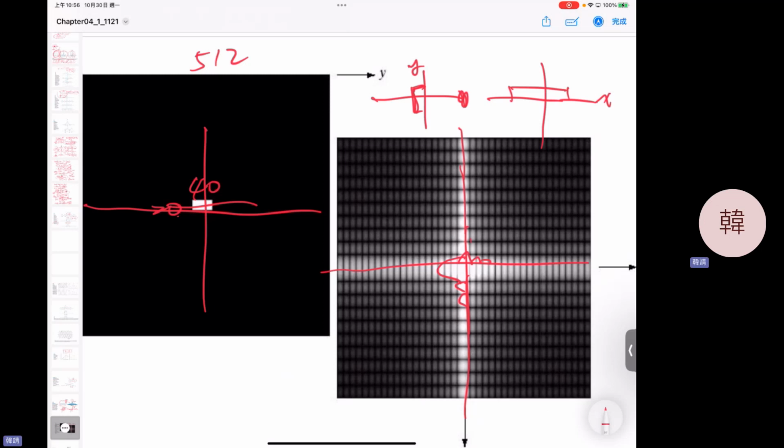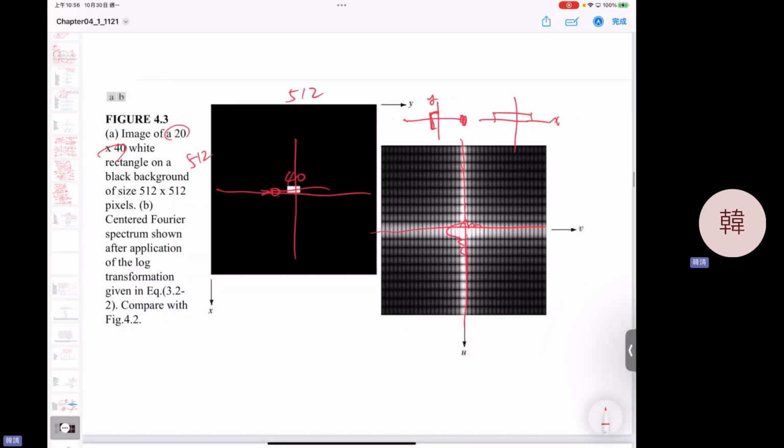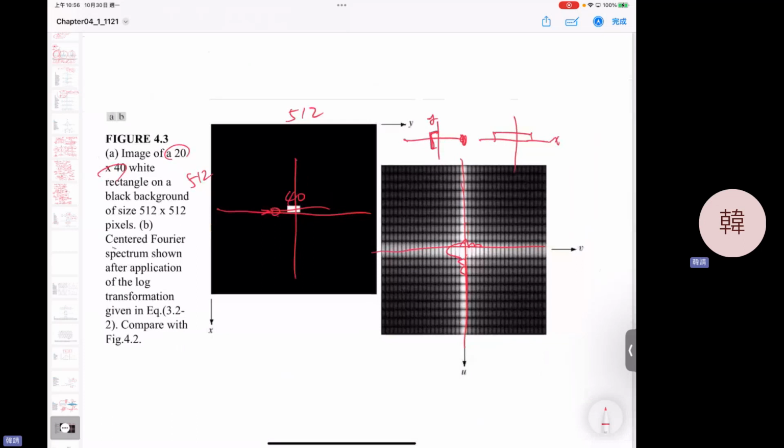I'm not going to calculate the mathematics in class, but for the exam, I will give you a lot of different results and different original signals. You have to tell me which one matches which one. You don't have to do the calculation, but you have to understand the principle of the Fourier transform, and know what the result should be. It tells us the centered Fourier spectrum shown after application of the log transformation. Actually, it just takes FFT2. We take FFT2 of this input image.